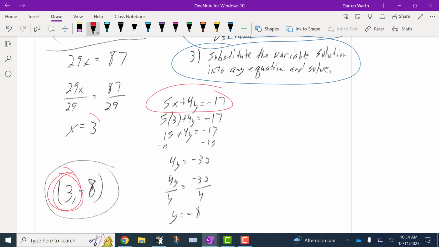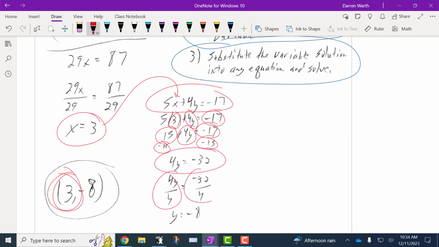So I just found out that x was equal to 3. So I'm going to go ahead and substitute that into the x value there. So I got 5 times 3. And I still have my plus 4y equals negative 17. Well, 5 times 3 is 15, plus 4y equals negative 17. I'm going to subtract 15 from both sides. And when I take negative 17 minus 15, I get 4y equals negative 32. I divide both sides by 4, and I take negative 32 divided by 4, and I get y equals negative 8. So the solution to this system is just that ordered pair of 3 and negative 8.